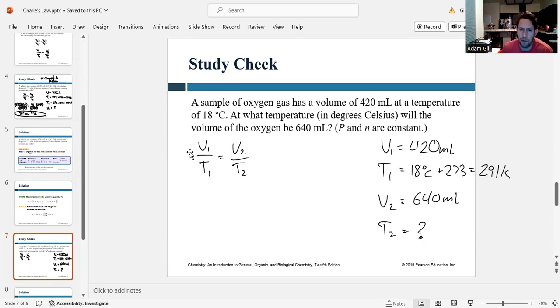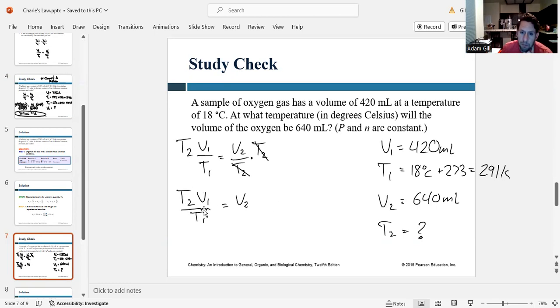Now, before I plug these values in, let's just do the algebra first in variable form and then plug the numbers in last. So we're trying to get T2 by itself. It's currently on the bottom of a fraction, so we need to get it into the top of the fraction. I'm going to multiply both sides of the equation by T2, and it's going to cancel over here. So we're going to have T2 times V1 over T1 equals V2.